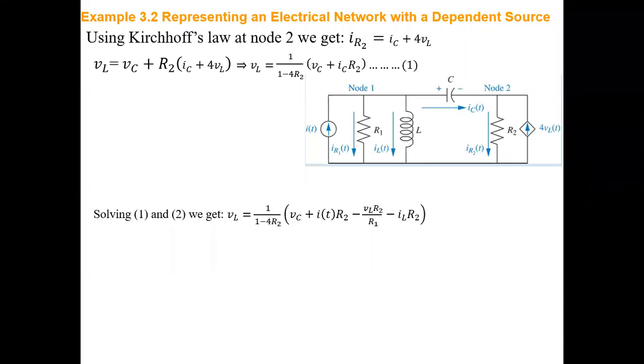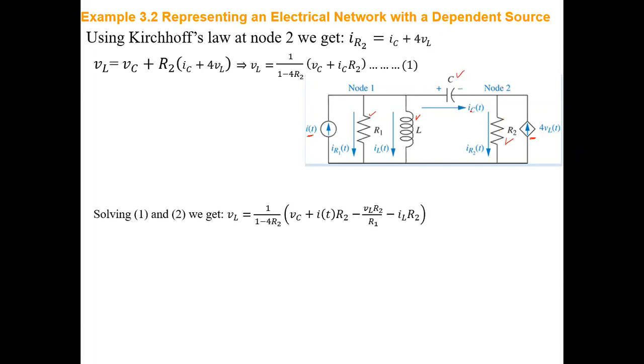So last time we stopped here. Let me quickly go through the question again. We have a current source here, and we have another current source here, and this is a resistor, and you have the inductor here, you have the capacitor and the resistor again.